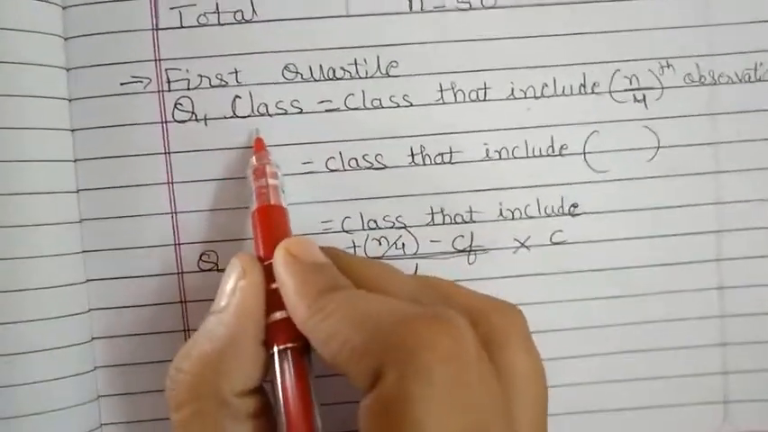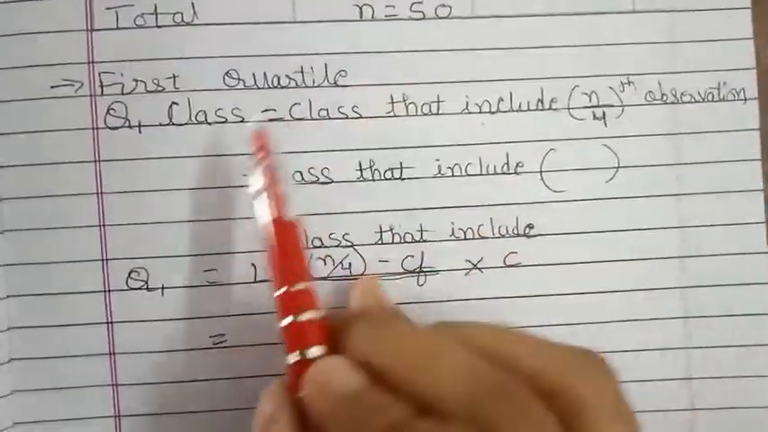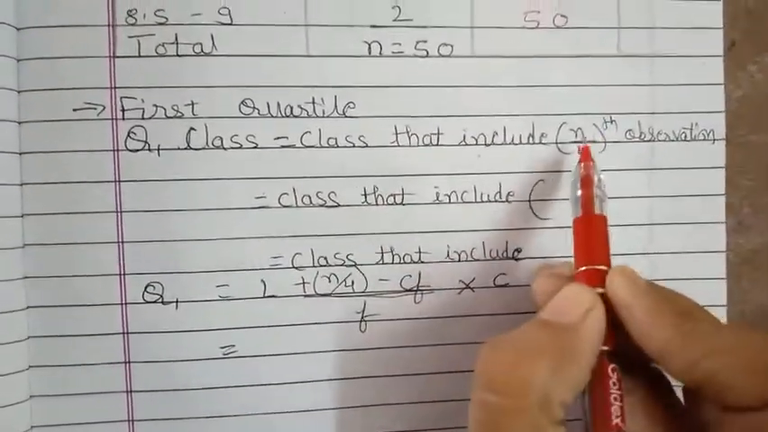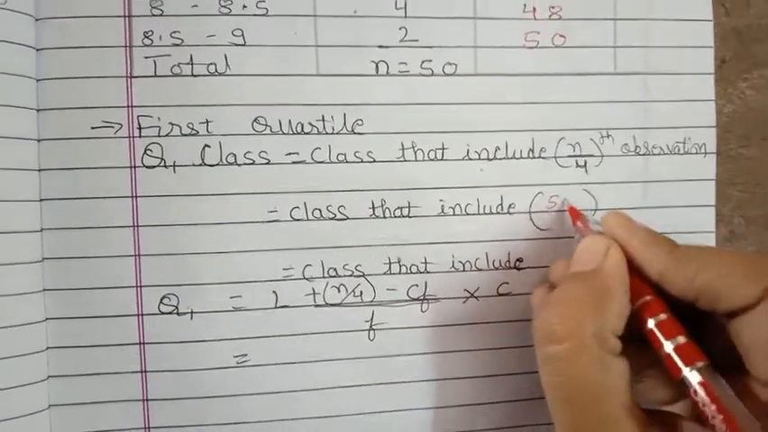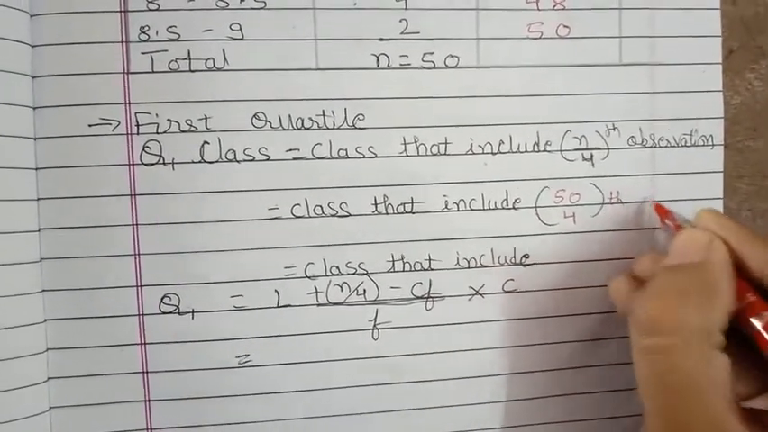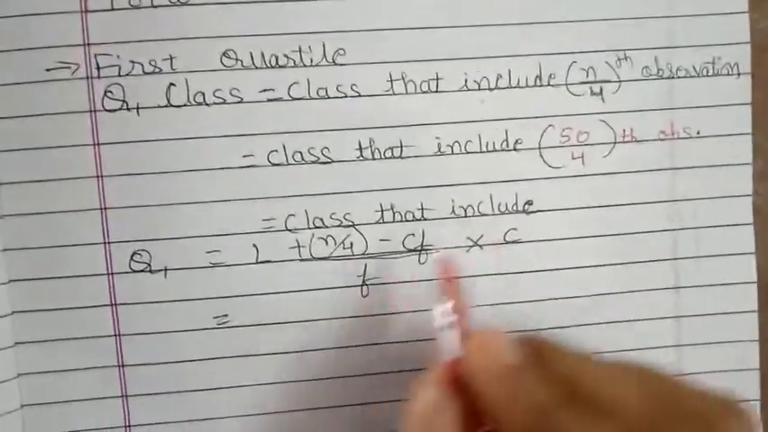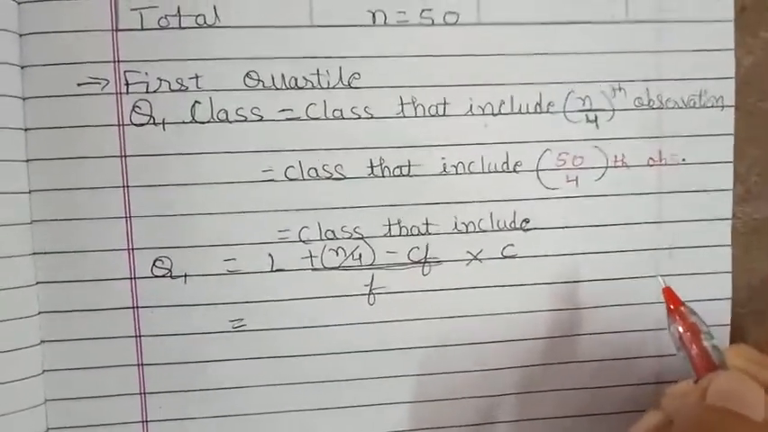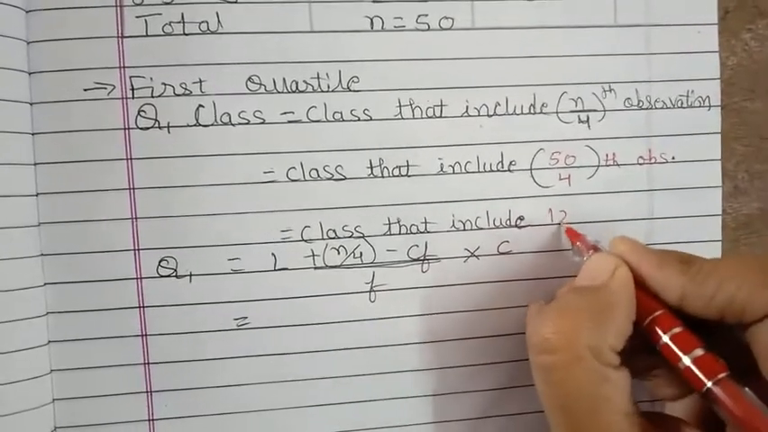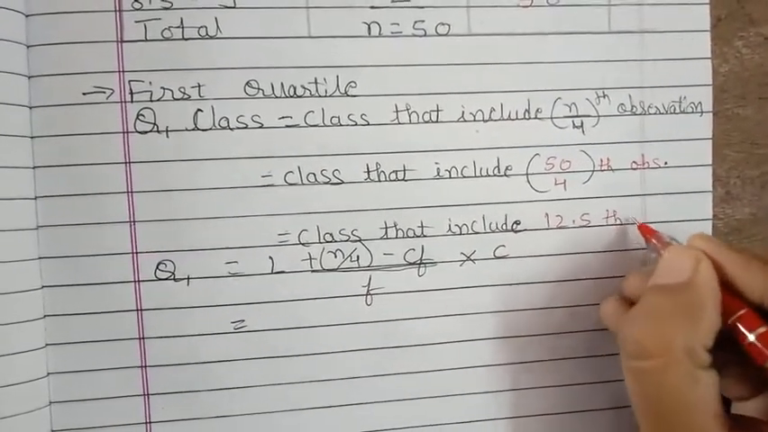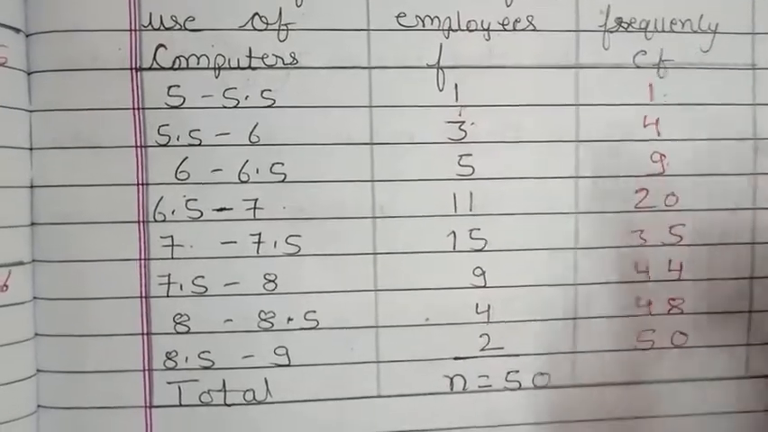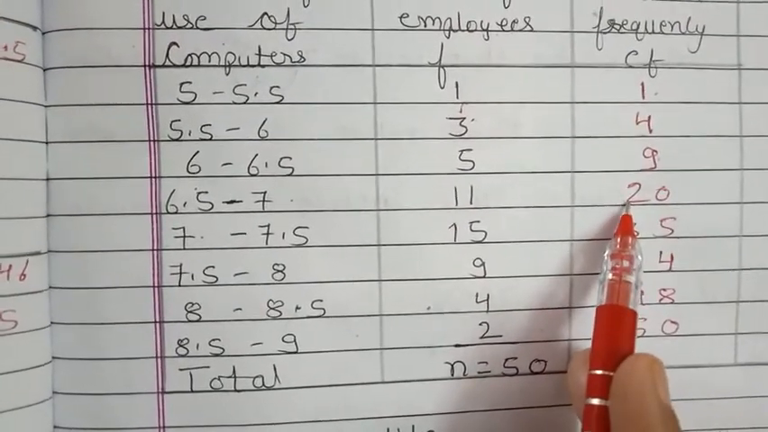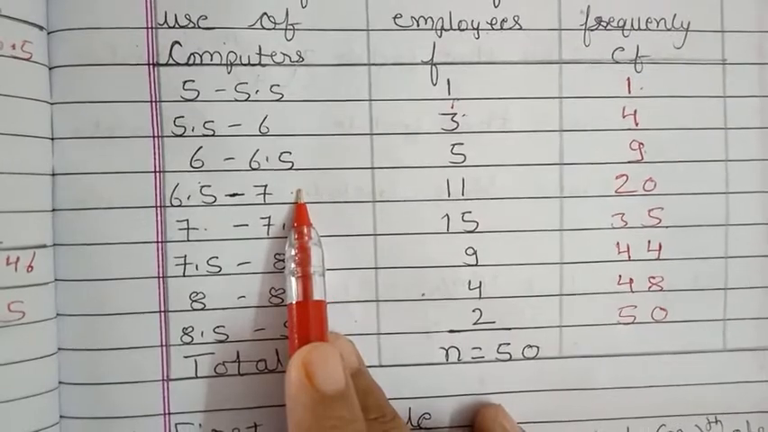First we are finding Q1. First we are finding the Q1 class. So the class that includes the n by 4th observation. What is your n? N is 50, upon 4th observation. Now 50 divided by 4 gives us 12.5. So the class that includes the 12.5th observation. Now 12.5 in this particular CFI column will get included. So the class is 6.5 to 7.